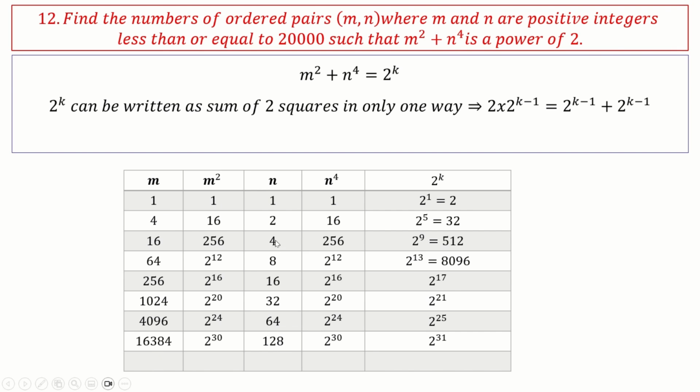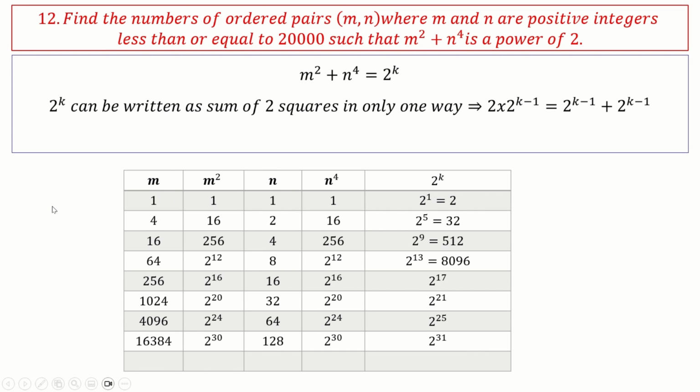2 squared is 4, 4 squared is 16, 8 squared is 64, 16 squared is 256, 32 squared is 1024, 64 squared is 4096, and 128 squared is here. Now I am not interested in the summation of it, because I know that you are going to get 2 to the power of k anyway. And just for your information, I'm showing it here.